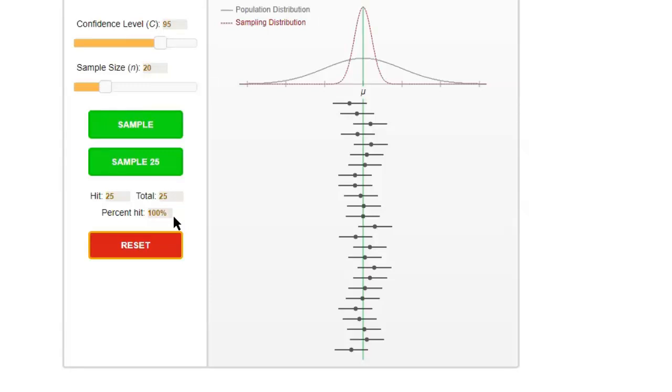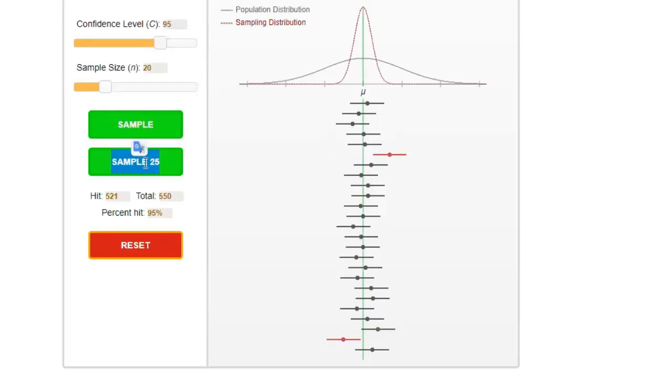This is a 95% confidence interval, but we hit on 100% of them. Well, the way I would explain that is, it's okay to go above and beyond. Like, you do more than's expected. But when we do a bunch of samples, if I just keep clicking the sample 25 button, okay, now I'm going to do like 1,000 samples. So my total is 1,000. Now look at the percent hit.